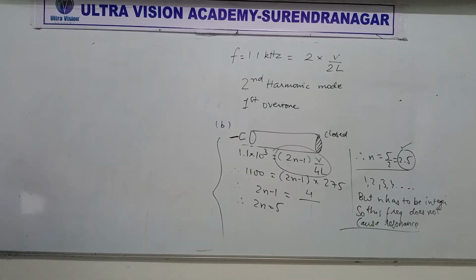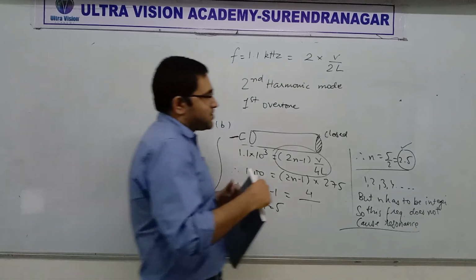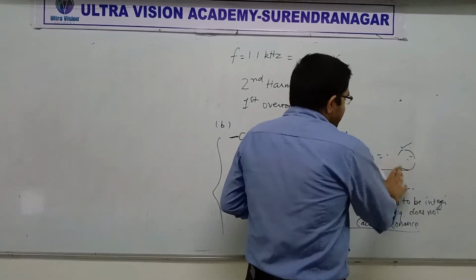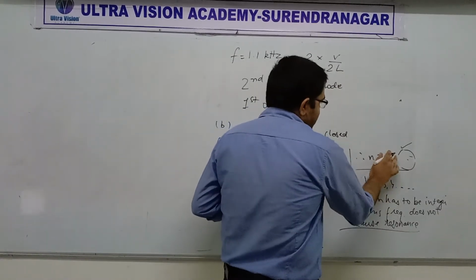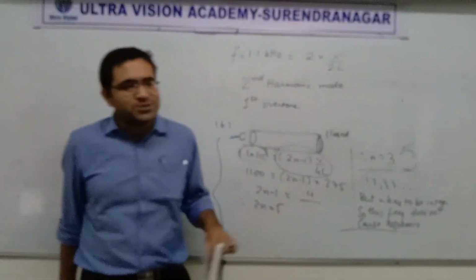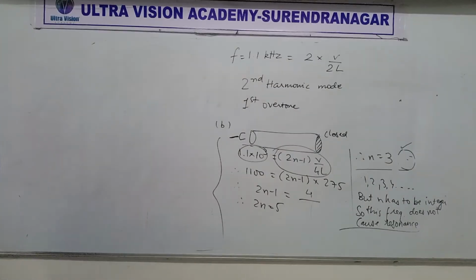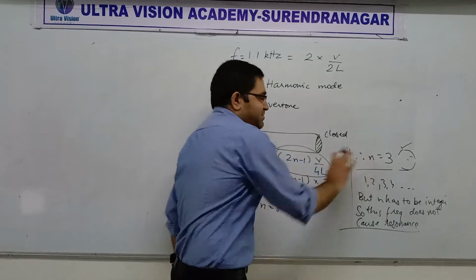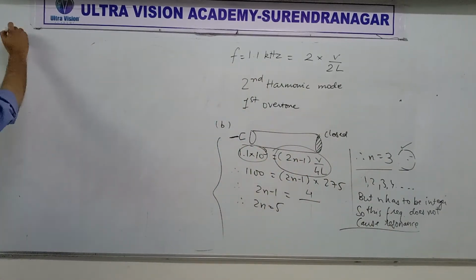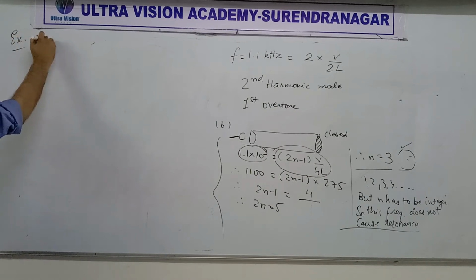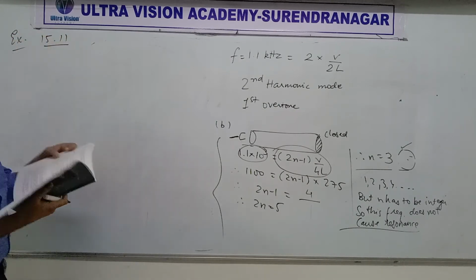Yes, Margaret, absolutely true. Suppose some other number was given here, and suppose this turns out to be an integer, and we got n equal to 3, hooray! That means this is resonance. Clear? Okay? If we got an integer, then that would mean it's fine. This will be resonance. Alright, exercise question 15.11.